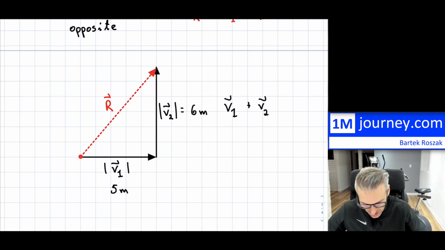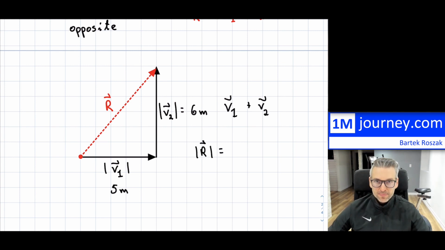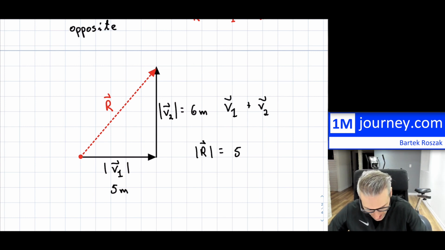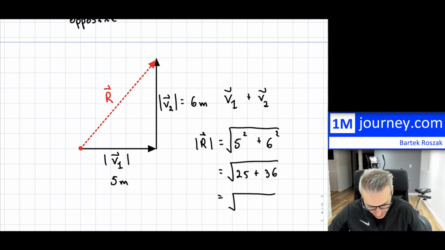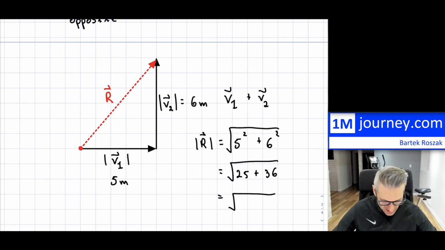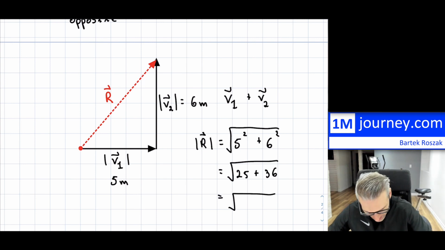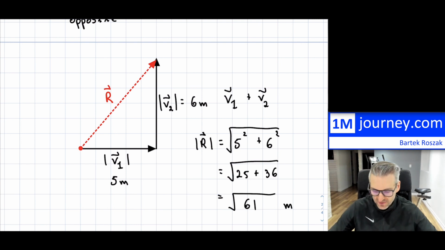Now, if I have this, then of course we can find out what the resultant vector magnitude is. That's just by Pythagorean theorem, right? So this isn't anything special. This would have been just 5 squared plus 6 squared, because we're just finding the hypotenuse. And this would have been the square root of that. So this is the square root of 25 plus 36. Let's see if I'm still pretty good at the additions. So 36 and 25, I guess that's 61. So this would have been the square root of 61 meters, and of course it's still positive.